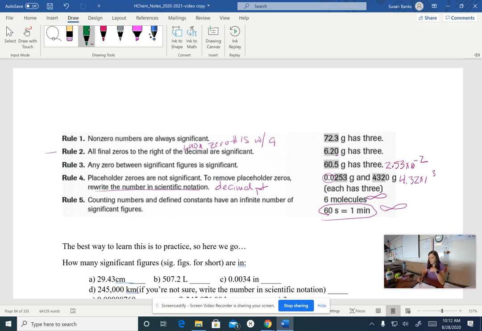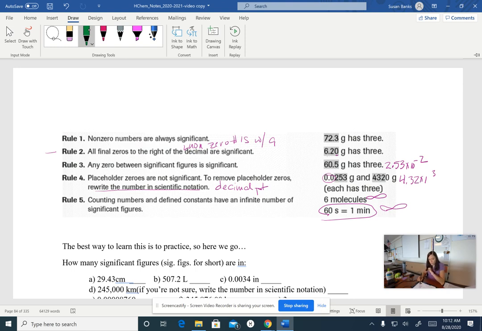If I have a number that has zeros at the end, and there is no decimal place there, like this 4,320, if there's no decimal point there, that means that 0 at the end is just a placeholder. So it will be not significant. So I have 4, the 3, and the 2 are all significant.